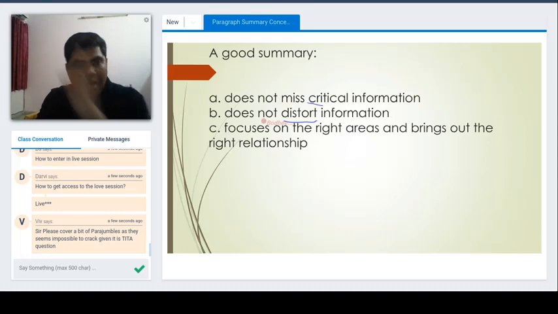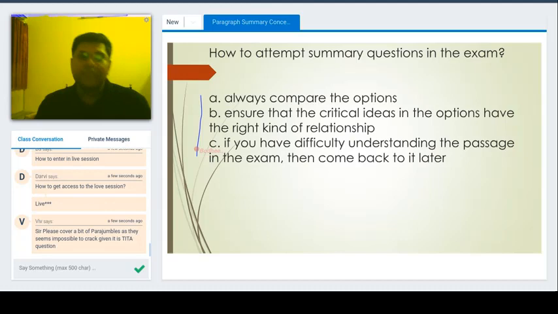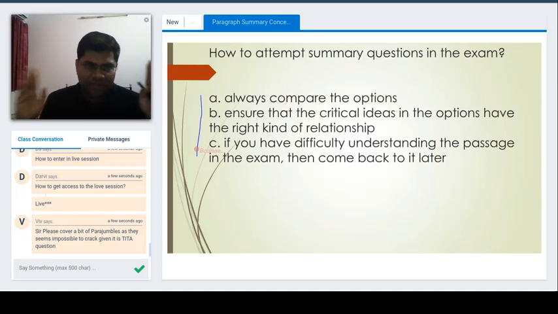The next slide says how to attempt summary questions in the exam. This is very important, people, because this is where you start creating the approach. Here are three points that are very, very important, and your complete process of elimination and finding the right answer must follow these three points. The first one says always compare the options. I think there is no better way. The biggest savior in the VARC section is your option.